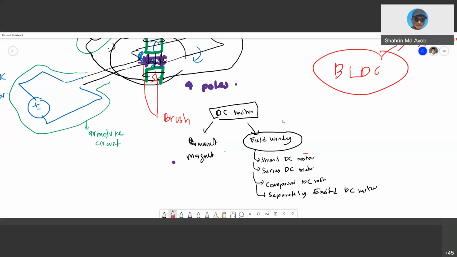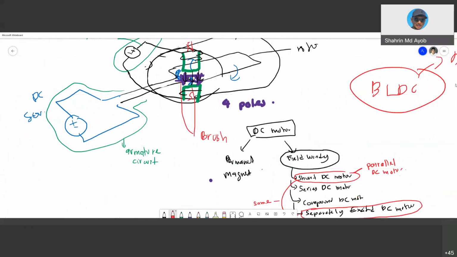Actually, a separately excited DC motor is similar to the shunt motor. It is the same, in terms of their performance and so on. So the shunt DC motor is another word for parallel DC motor. I don't know whether the spelling is correct or not. So what is a parallel DC motor? What is the series DC motor? It actually depends on how the field circuit and your armature circuit are connected.